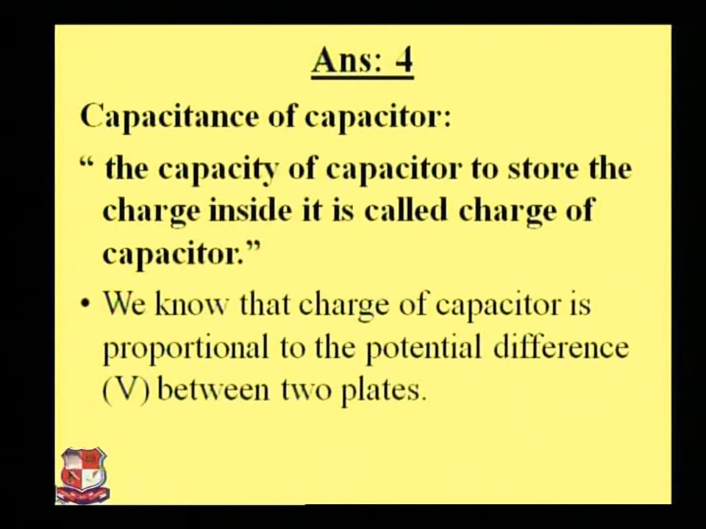Now we know that the charge of a capacitor is proportional to the potential difference V between the two parallel plates. So whatever the potential difference or applied electric field outside, it is directly proportional to the generated capacitance. They are directly proportional to each other.